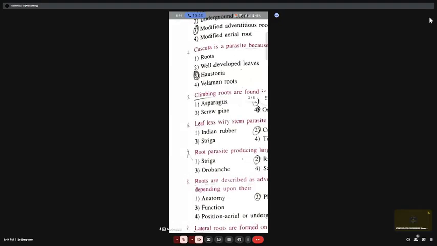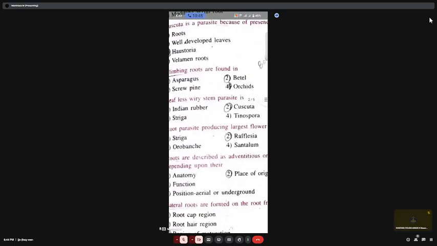Okay, very good. Next, the climbing roots are found in betel, asparagus, pine and orchids. What is betel? Betel leaf. Fifth one: betel. Okay. Next.